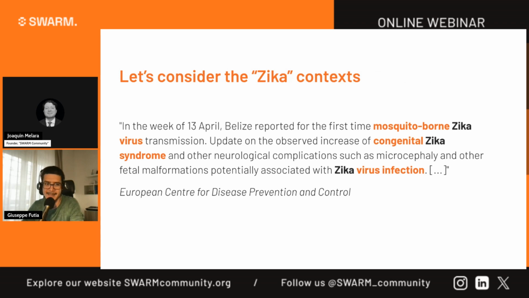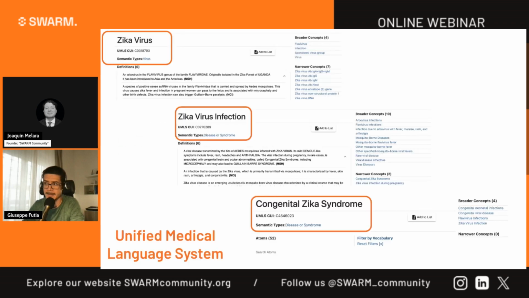Well, if we analyze the surrounding context of these Zika terms, we can start to identify different potential entities with different expressions. The first one is the definition of the virus, while the second one and the third one represent some syndromes, some infections that are related to the Zika virus. In particular, the second mention here is a congenital form of the Zika virus infection.